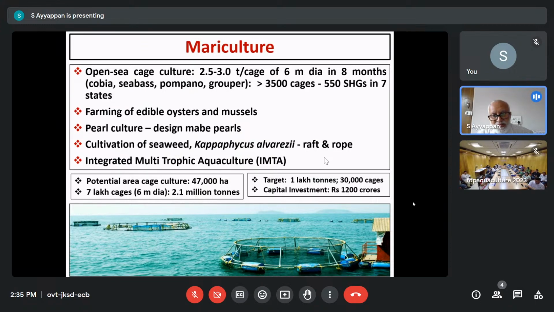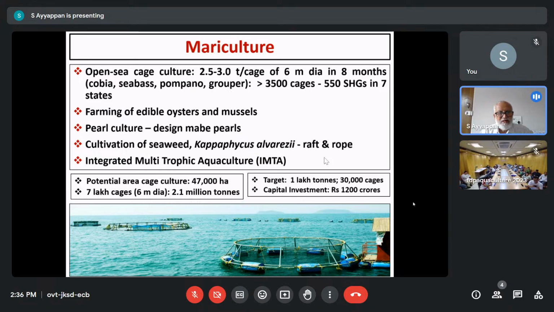The open sea cage culture, we have demonstrated 2 to 3 tons per cage. So it's possible with species like cobia, sea bass, pompano, grouper. And please note that these are all self-help groups, small groups, more than 500 in the 7 states operating now. So there is a huge possibility for edible oysters, mussels, finfish, then pearl culture, seaweed farming.